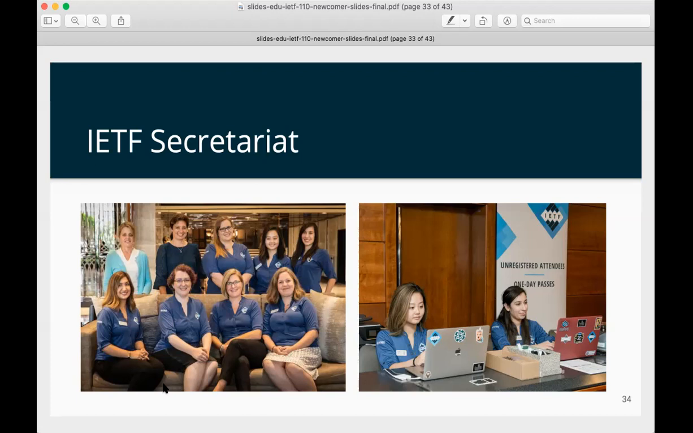They keep us all organized. And at a regular meeting, they keep us fed. And at a virtual meeting, they keep us where we need to be. You can find them in Gather. There will be a virtual help desk at Gather, and you'll be able to walk up and ask them any questions that you would like.